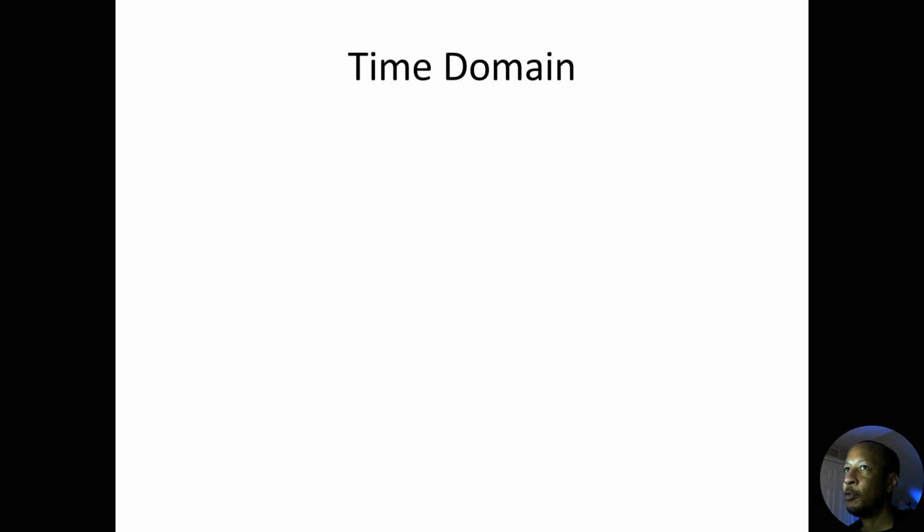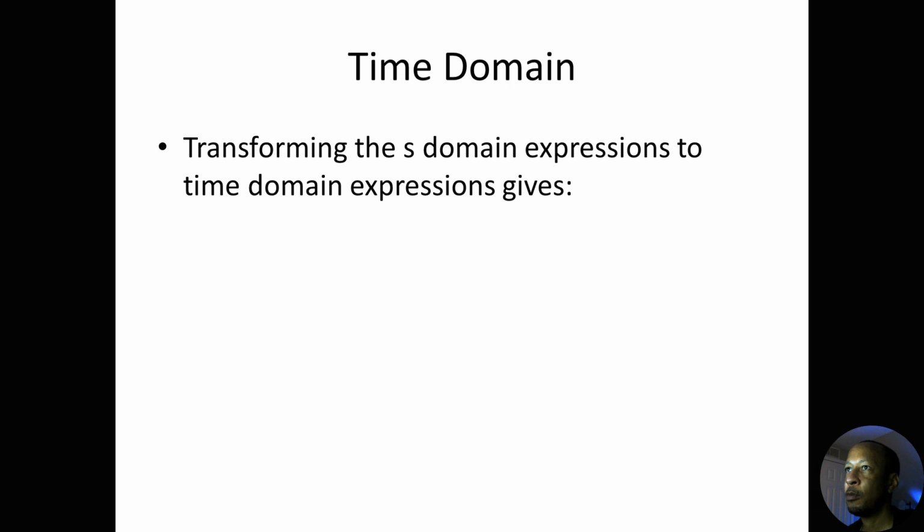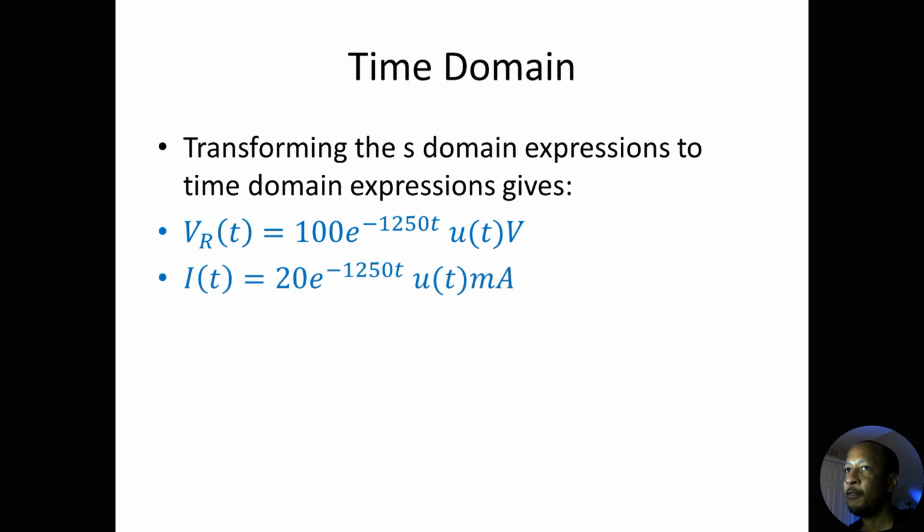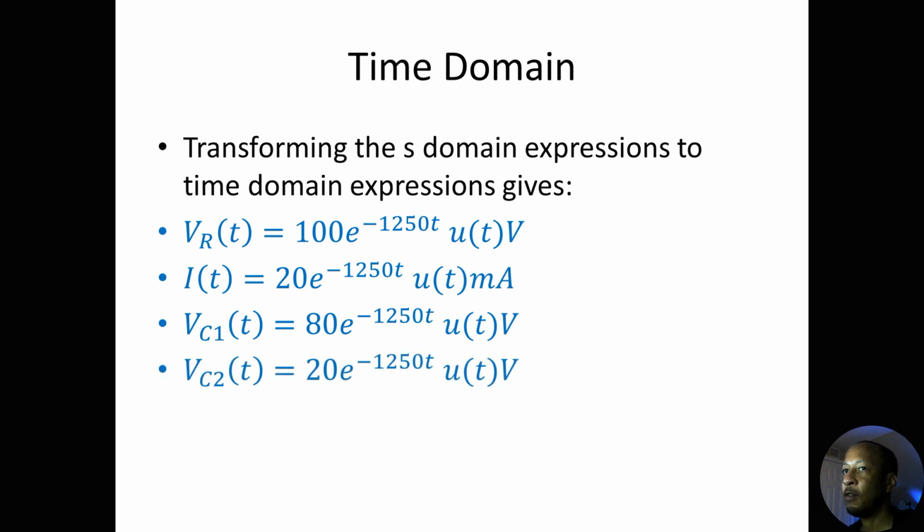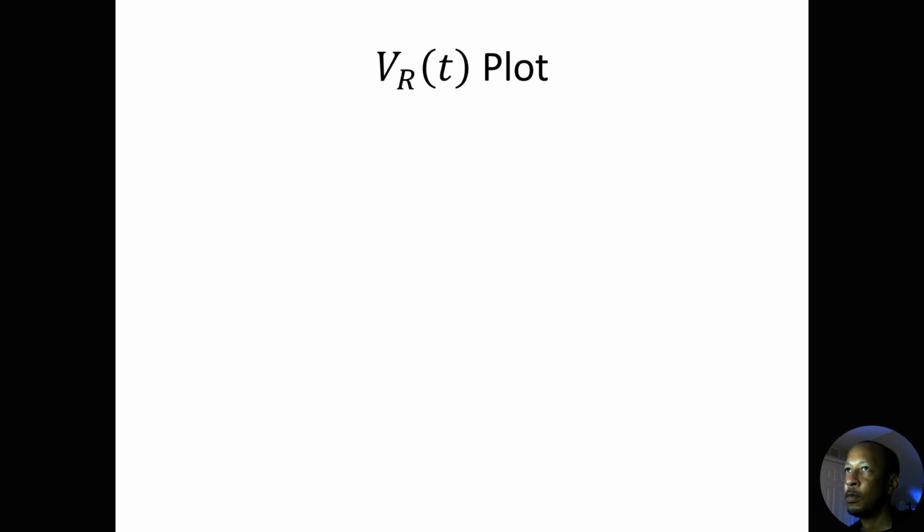Okay, so in the time domain, if we transform the s domain expressions to the time domain, it gives us VR of t equals 100 e to the negative 1250 t volts. I of t equals 20 times e to the negative 1250 t milliamps. VC1 of t is 80 e to the negative 1250 t volts. And then VC2 of t equals 20 e to the negative 1250 t volts.